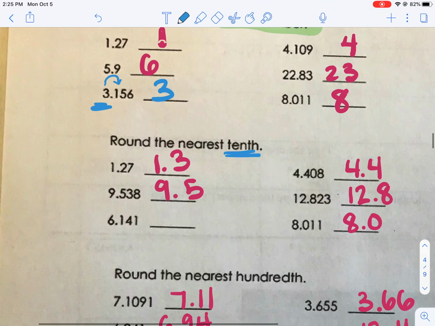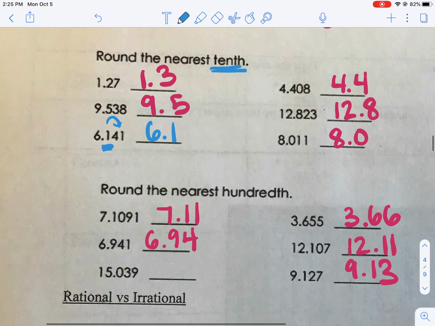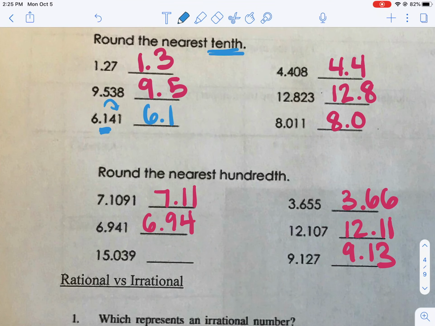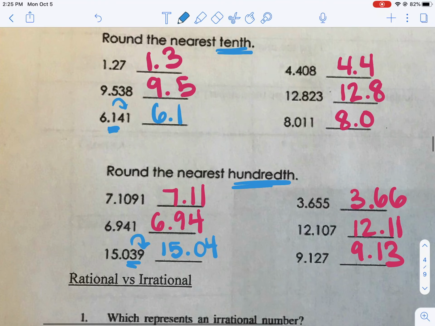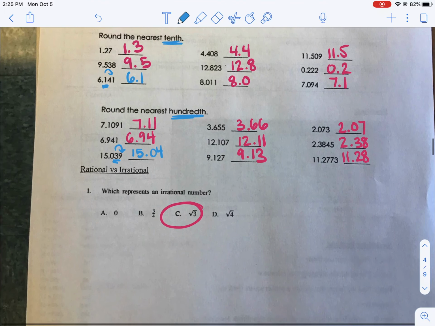The tenths place is the one right after. I'm going to look behind. That 4 is going to keep the 1 the same, so 6.1. And then last but not least, the hundredths place is the second place after the decimal. I'm going to look behind that. That 9 is going to push our number up. I'm going to keep all the numbers the same and move this up to a 4. Okay, so that's a little review of rounding. Again, if you have more questions, please let us know.